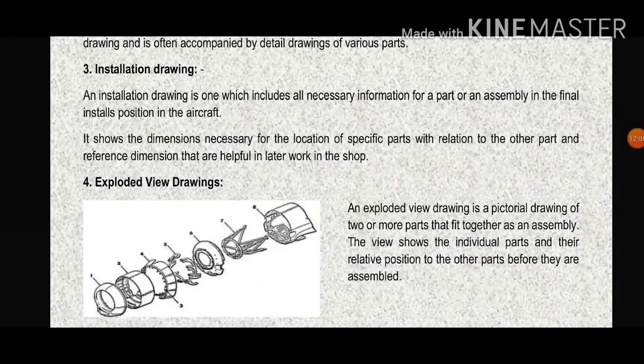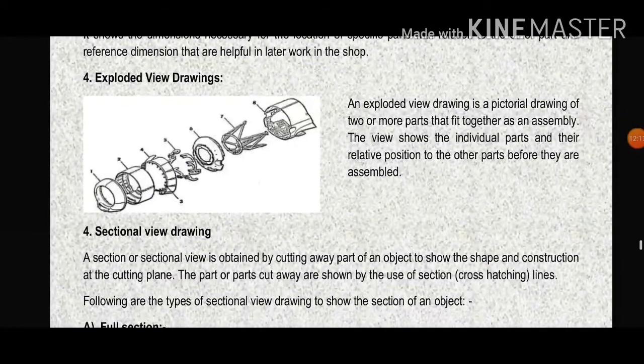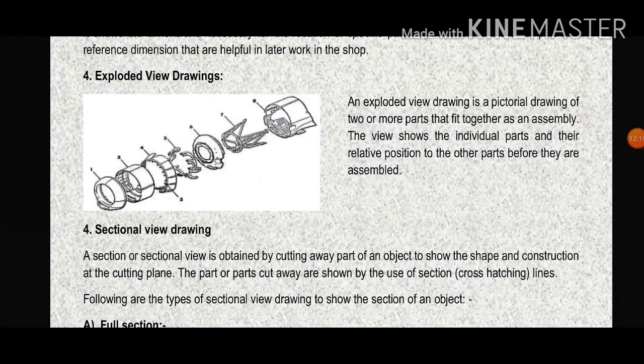It shows the dimensions necessary for the location of a specific part in relation to the other parts, and reference dimensions that are helpful in later work in the shop. And fourth is the exploded view drawing. An exploded view drawing is a pictorial drawing of two or more parts that fit together in an assembly. The view shows individual parts and their relative positions to the other parts before they are assembled.